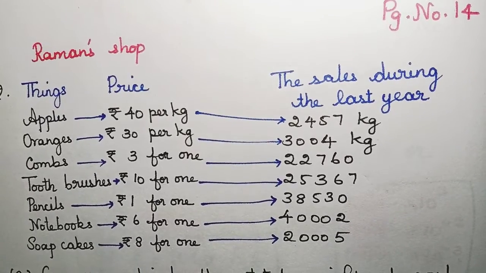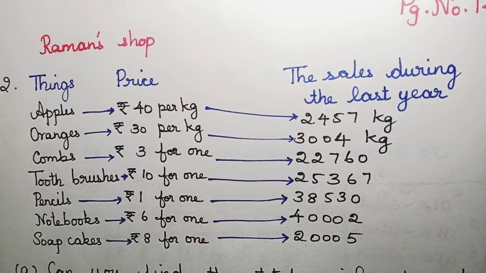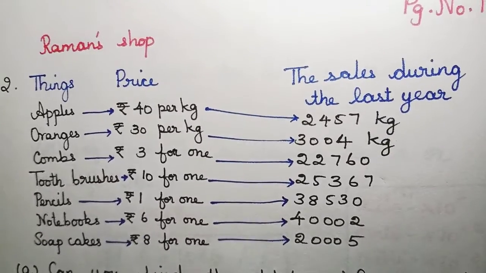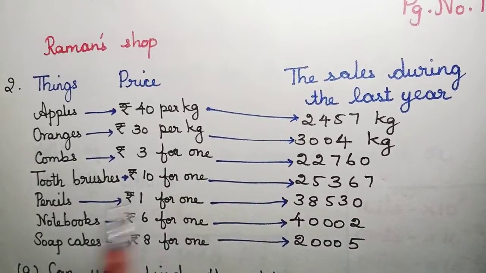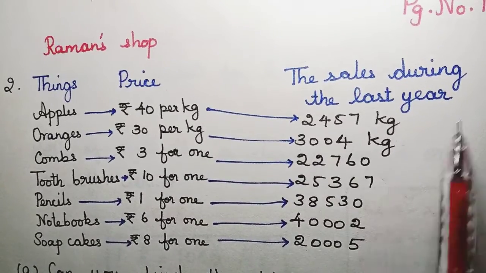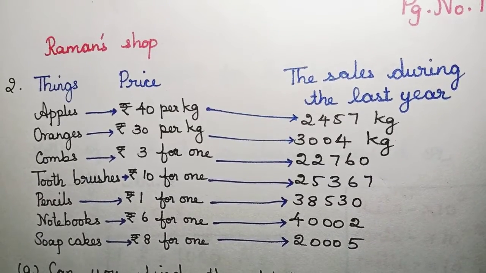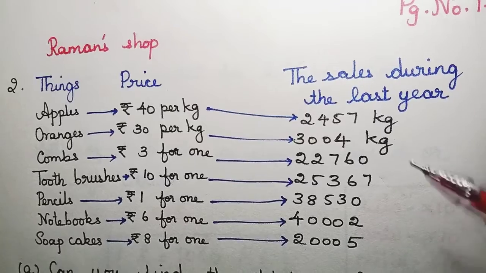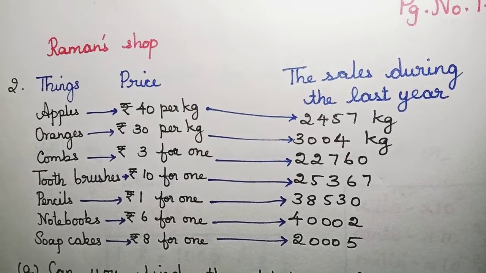Now the next topic is the ramen shop on page number 14. For this question, you are given a few items and their prices. Prices are given for each item and the sales during last year, that is, how many kilograms or how many items were sold in the previous year. We will directly move to the question.